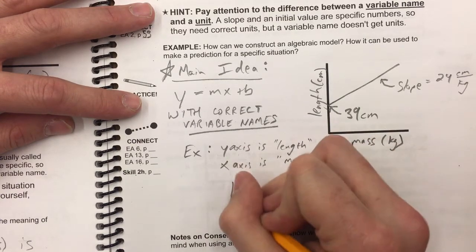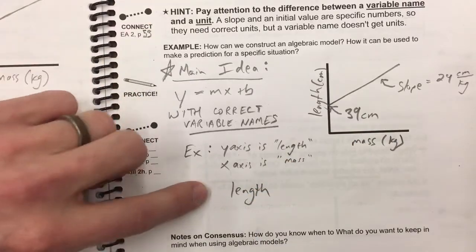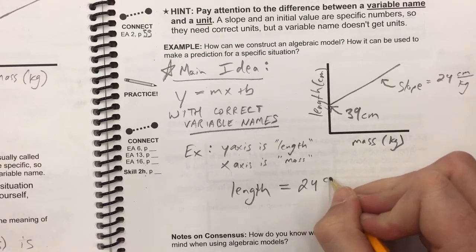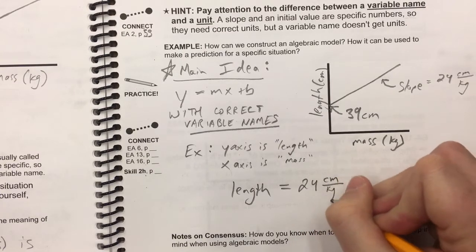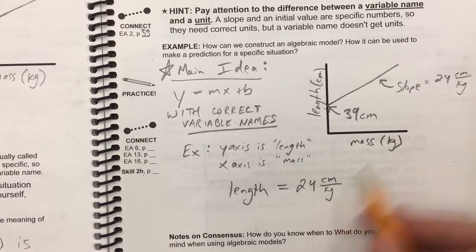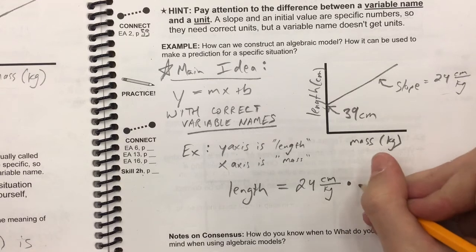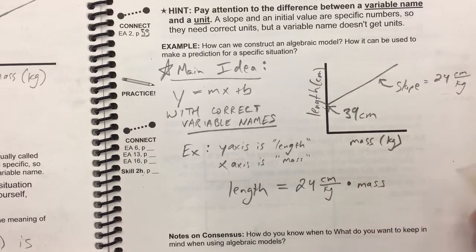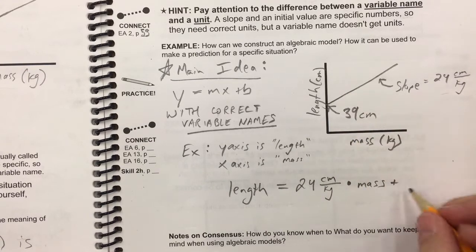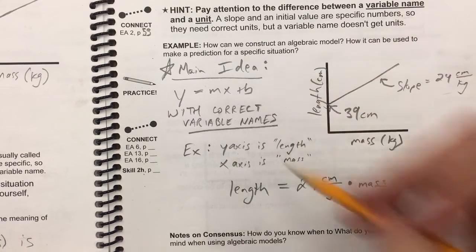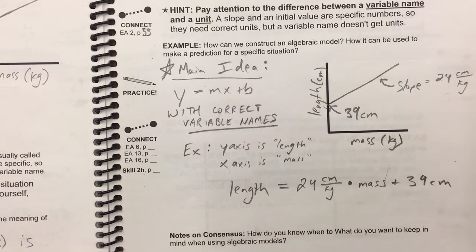Instead of writing y equals mx plus b, we write length, because length's on the y-axis, equals 24 centimeters per kilogram. That is the slope. So we're dropping in slope for m, times the mass, the variable name that's on the x-axis, plus that initial value, 39 centimeters. We are using all of these pieces of information just like we would with y equals mx plus b, but we're not writing y and x. We're writing the actual variable names.